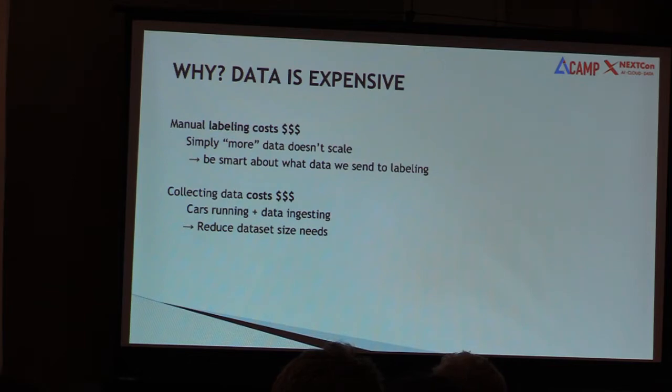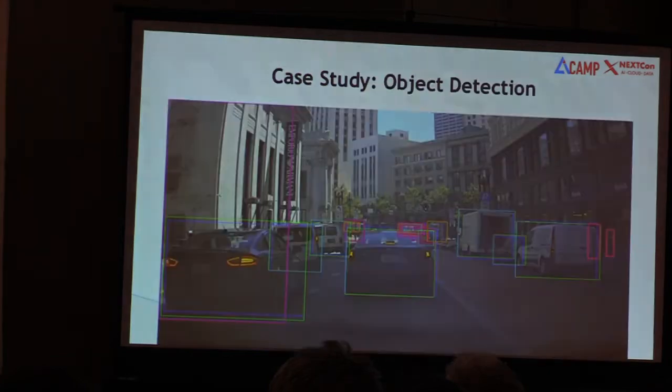Since we don't want to send millions of frames for labeling to get a very small improvement, we basically say, let's be smart about what we send to labeling. And of course, collecting data costs a lot: running cars, ingesting data, saving it and other stuff. So this is another reason why we want to be pretty picky about the data we collect.